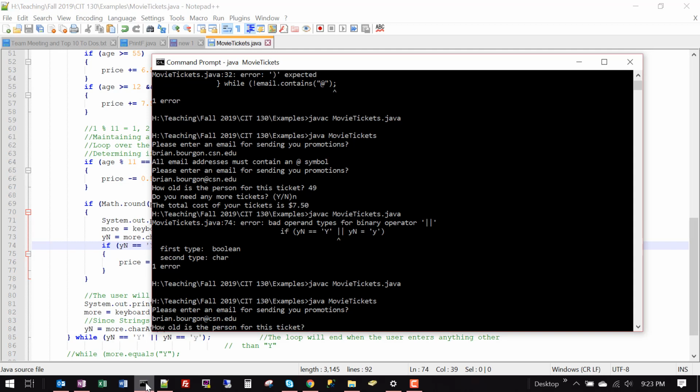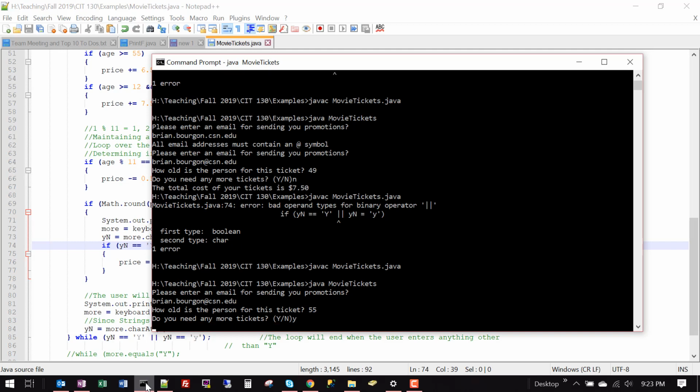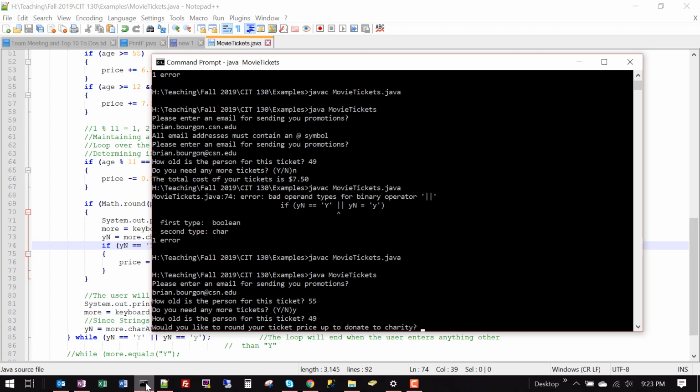How old is the person for this ticket? Let's just say 55. Do I need any more tickets? Yes. This one is for someone who is 49. And you'll see it's asking about the charity.